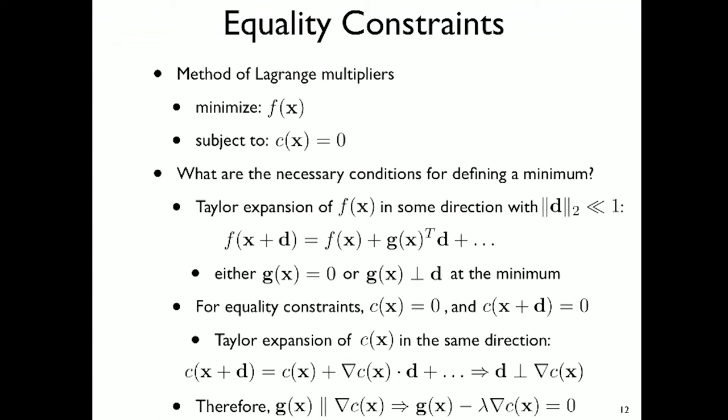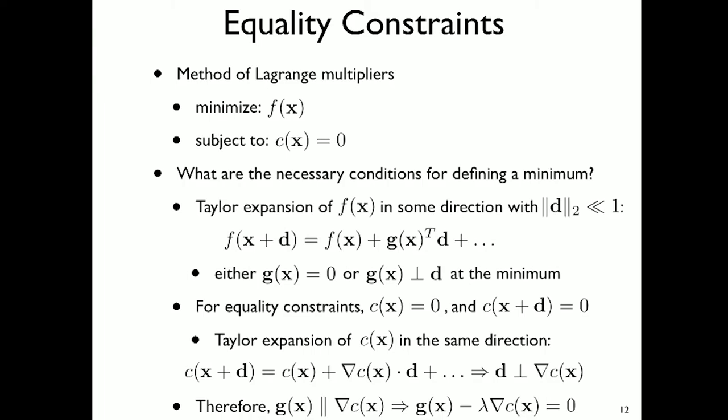So actually d wasn't arbitrary. D had to satisfy this constraint. That when I took this little step, C of x plus d had to be equal to zero. So again, we'll take a Taylor expansion of C of x plus d, which is C of x plus grad of C of x dotted with d, okay?